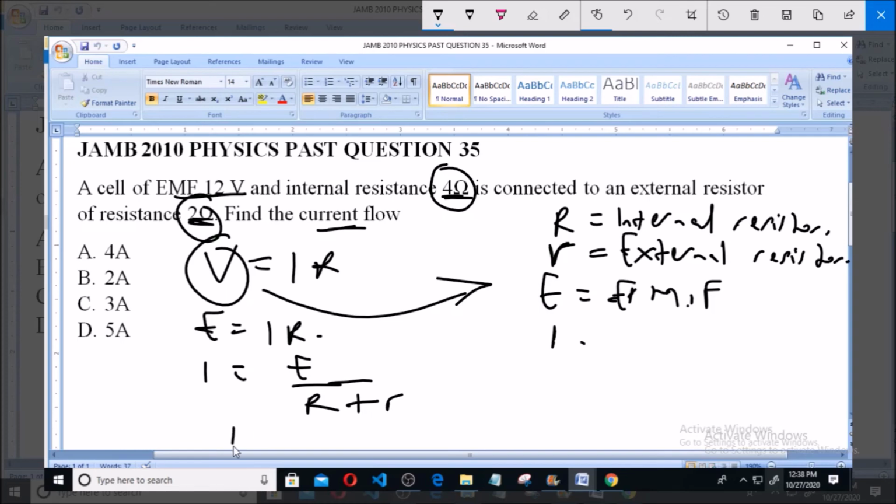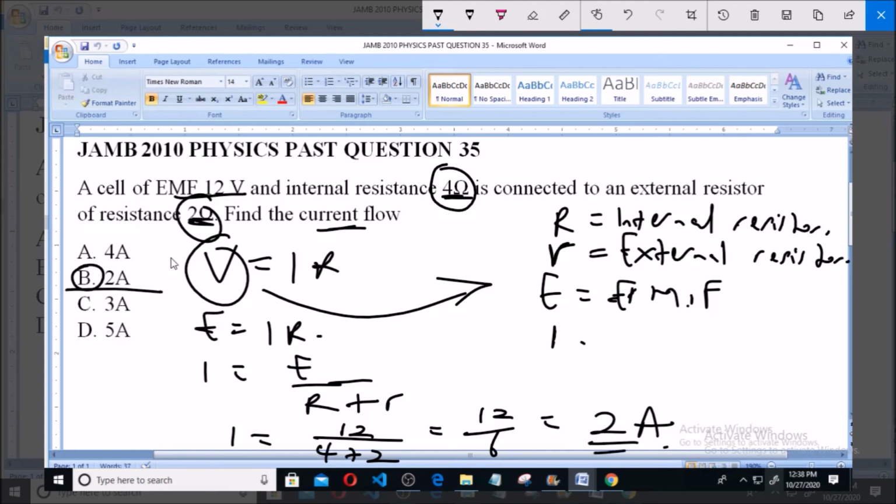So let's substitute our values: 12 over 4 plus 2, which is equal to 12 over 6, and that is 2 amperes. 2 amperes is option B, which is the correct answer to this question.